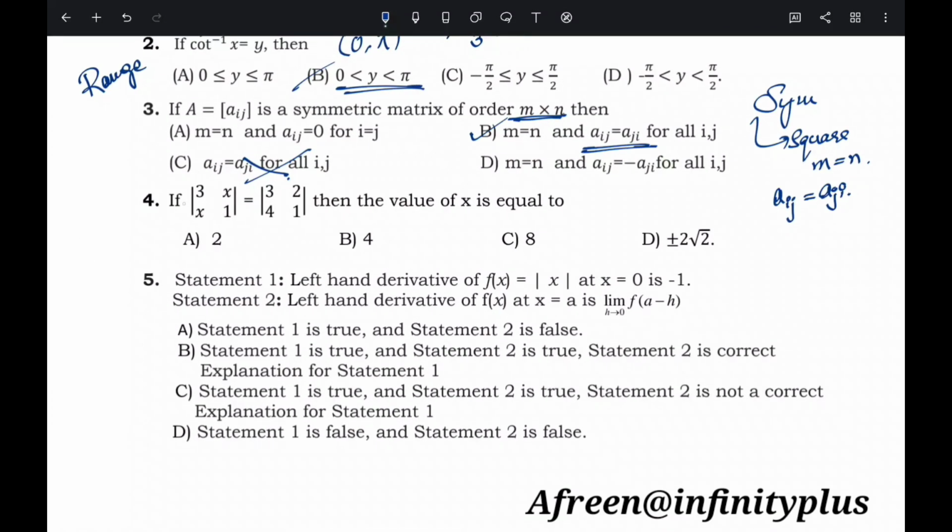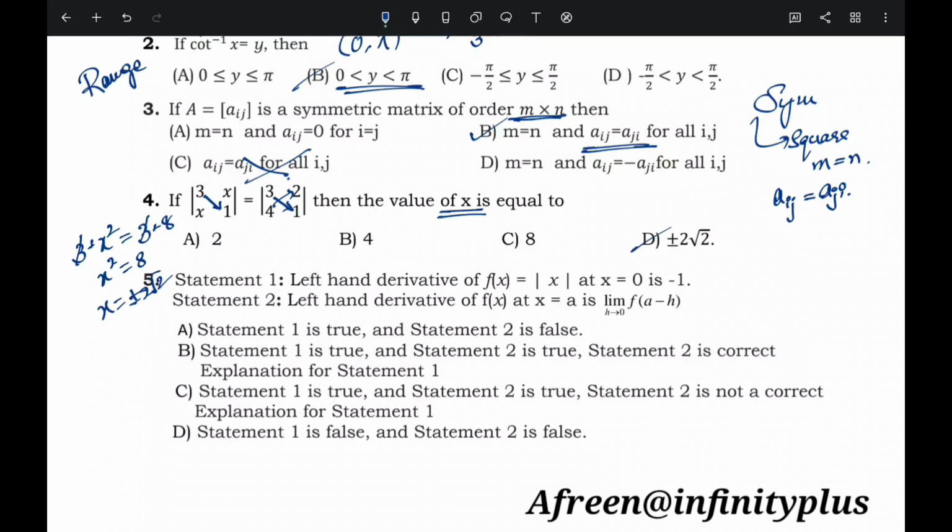Next, the fourth one, they have given 2 equal determinants and you have to find the value of x. If you solve by taking the determinant value, you can easily find the value of x as D. That is, 3 minus x square, means multiply 3 with the 1, which is 3 minus x square, which is equal to 3 into 1 is 3 minus 4 into 2 is 8. So the 3 will get cancelled here. Minus and minus will also get cancelled. x square is equal to 8. So x will become plus or minus 2 root 2 is the answer.